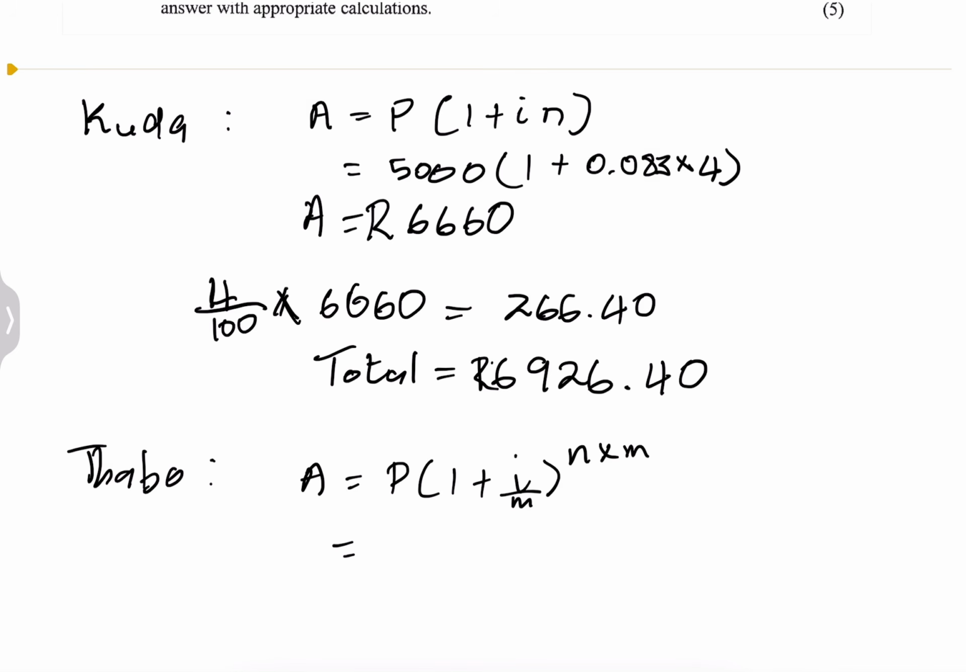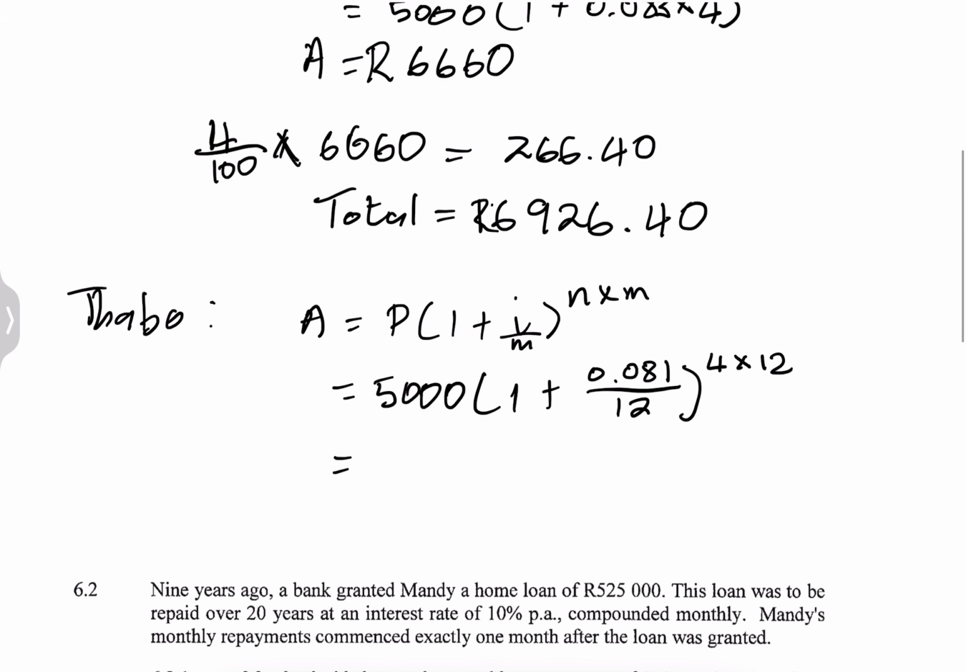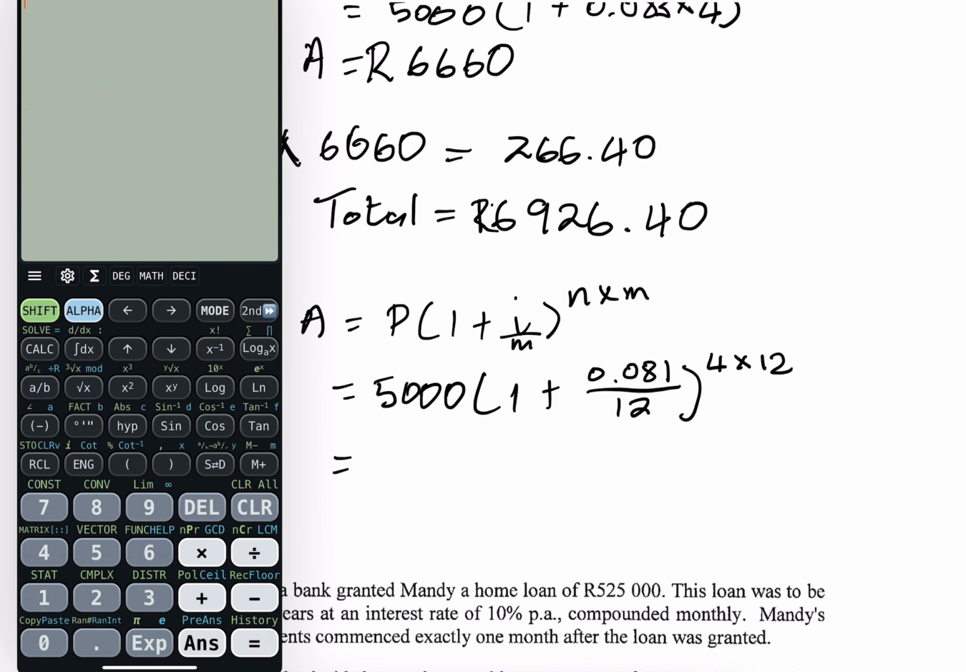All right, so that's 5,000 times (1 plus our interest of 0.081. Okay, that's 8.1%). But it is compounded monthly, so that's 12 months in a year, and in this case it's 4 years, but we multiply by the number of months. Okay, so let's see what that will give us.